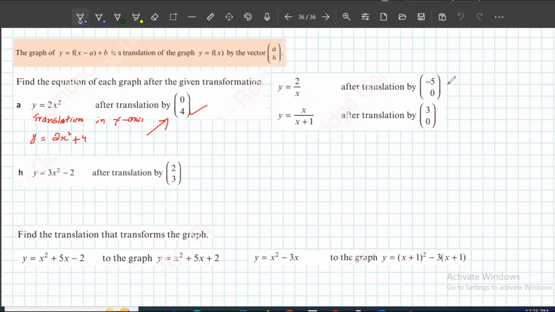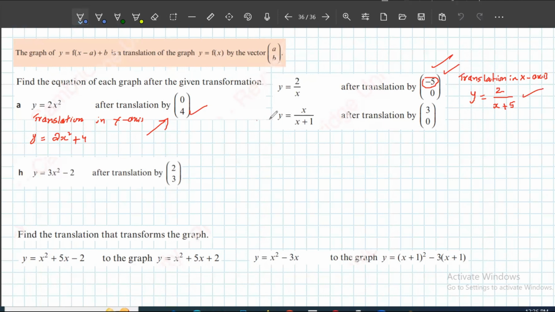So here, if we check this question, as you can see this is a translation in the x-axis, and the translation vector is given, and remember that this is always the opposite sign. So your original function will become 2 over x. Look, here we have minus 5, so I am supposed to say plus 5. This is your new equation.